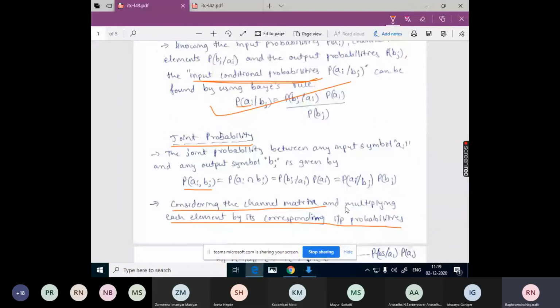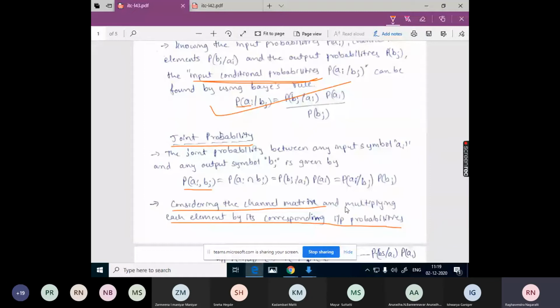These are the elements of the channel matrix. Here we are writing the multiplication with its corresponding input probabilities. Here the input is A1, so into P of A1. In the next one, again A1, so P of A1. Again A1, P of A1. So this completes the first row.